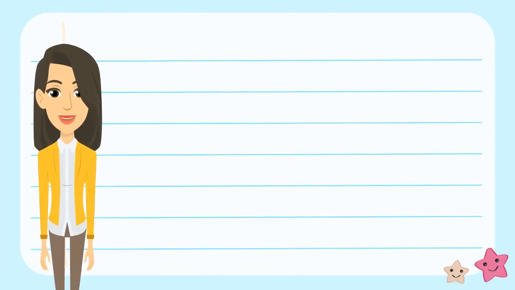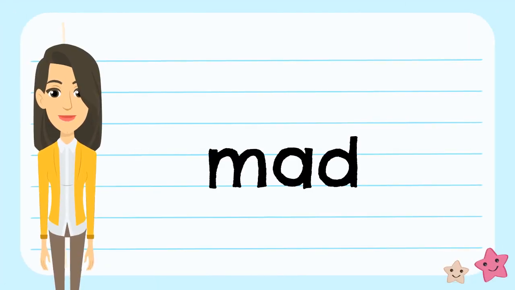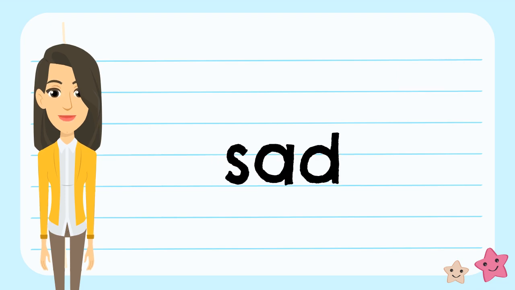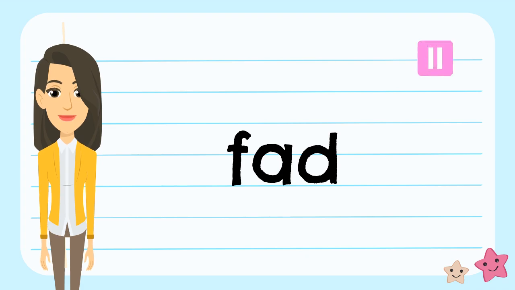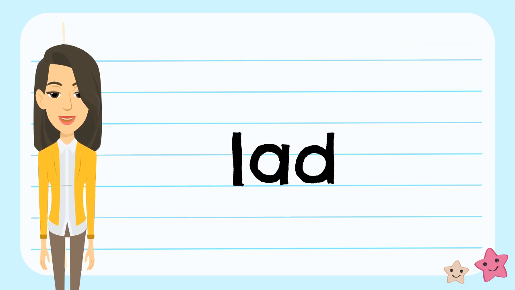Write the word mad. Check your answer. Now change mad to sad. Check your answer. Now change the S to an F. What word do you have now? You're right. You have fad. Now change fad to lad. How did you do? Check your answer.